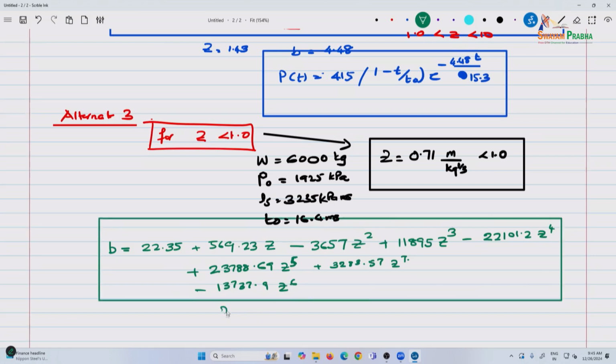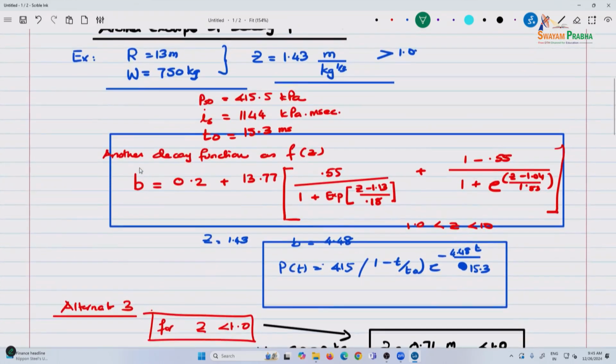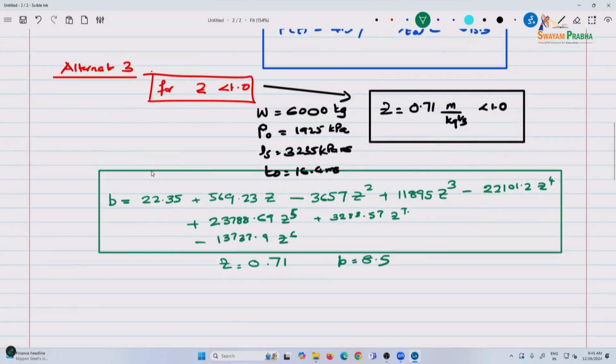And so for Z equal to 0.71, your B comes to 8.5. But the numbers, if you look at it, the decay coefficient is 4.48, and you can plot it for yourself and try it out. So your expression for the Friedlander equation is 1924.8 (1 minus t divided by 16.4) minus 8.5 t by.